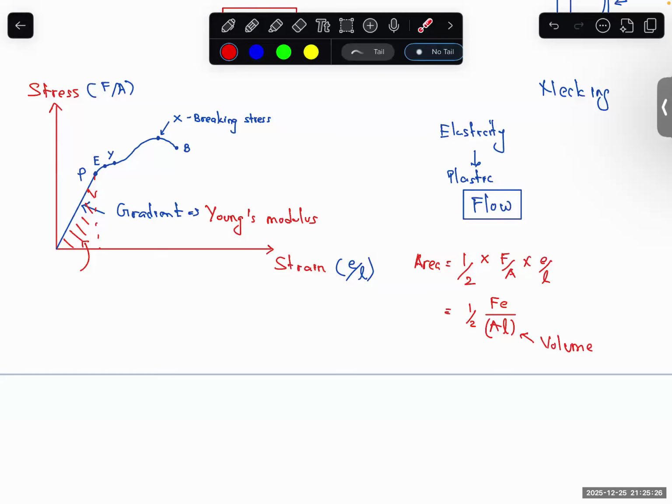Okay, so now you know this graph also. You have finished 90% of the syllabus now for elasticity. There is only a little bit of theory.